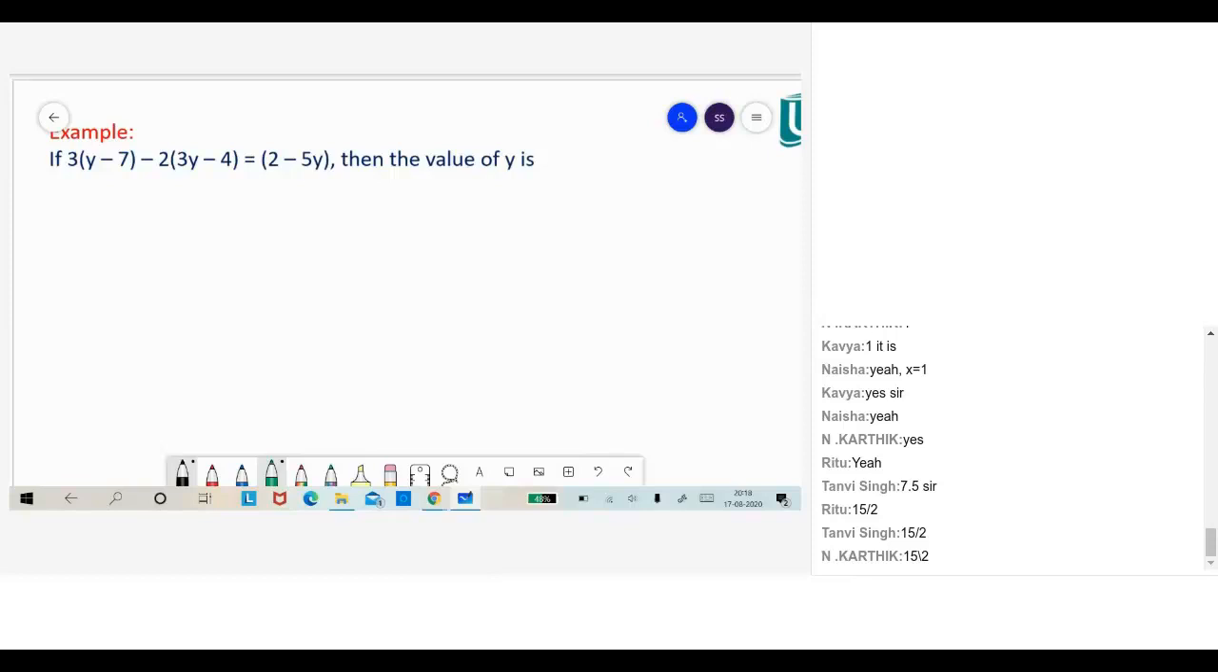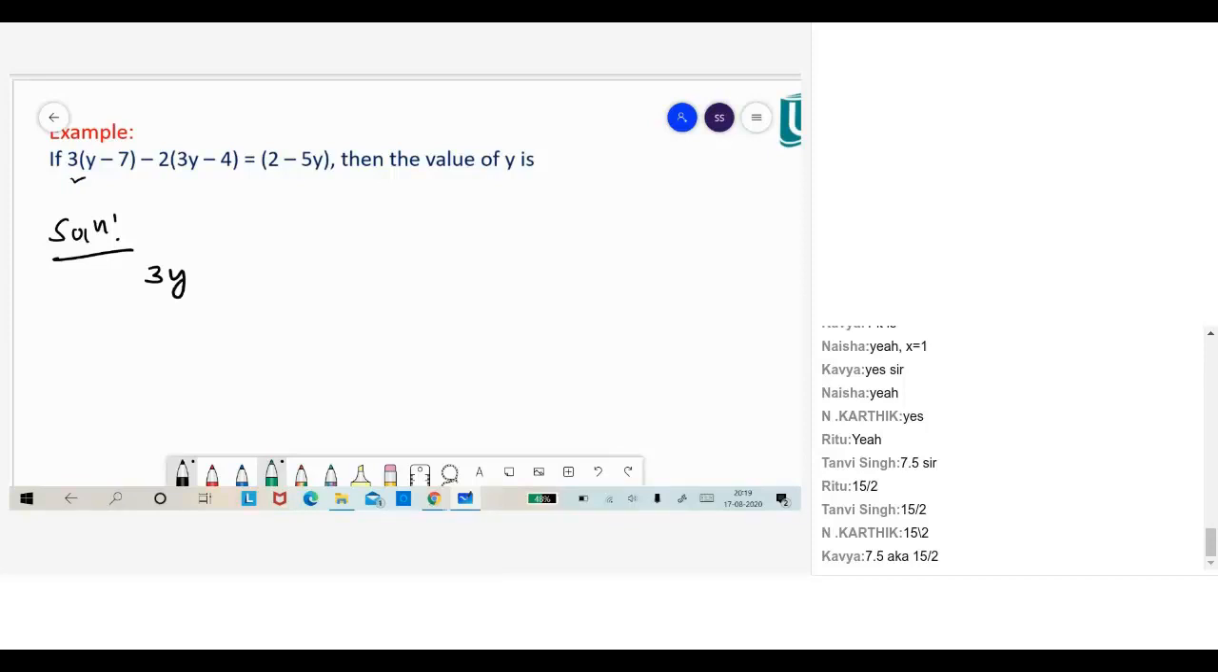Here, let's multiply this. What is 3 into y? Obviously 3y. Next, 3 into minus 7 is minus 21. Done. The first bracket is done. Come to second bracket. Minus 2 into 3y is minus 6y. And minus 2 into minus 4 is plus 8.